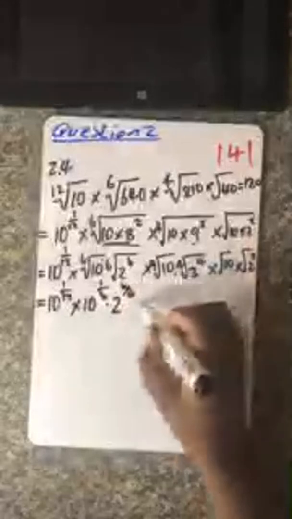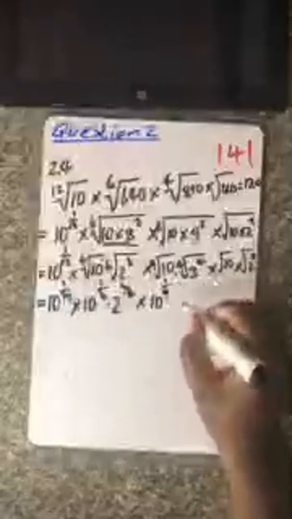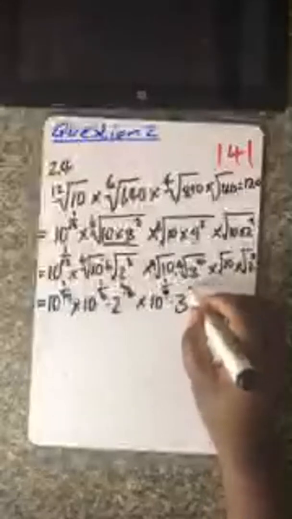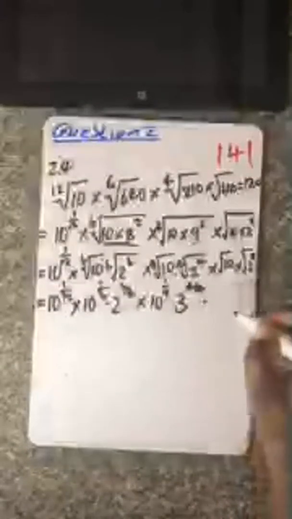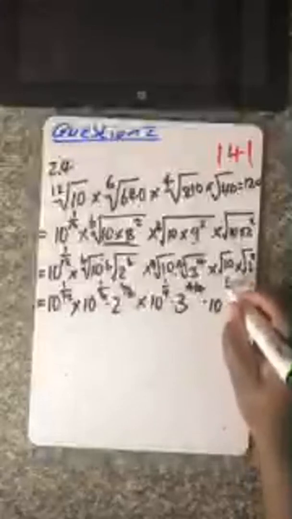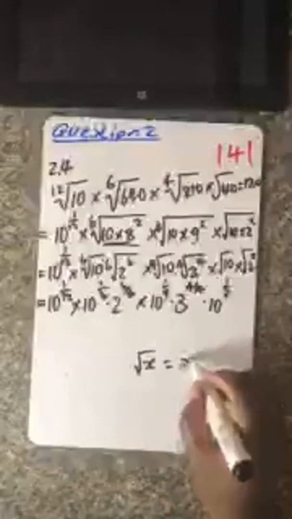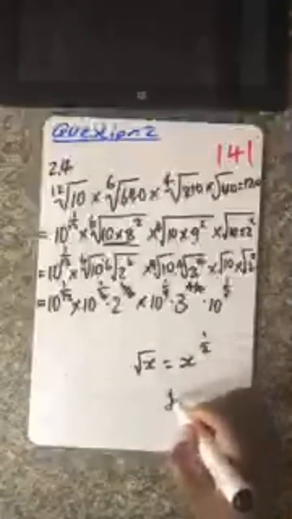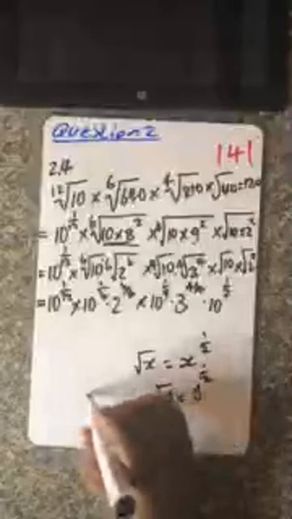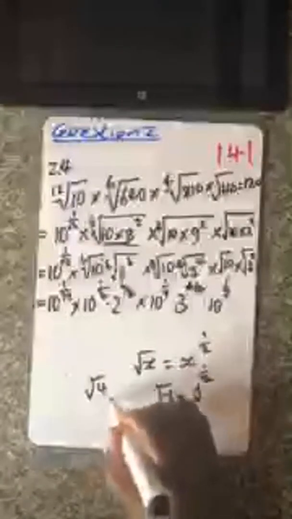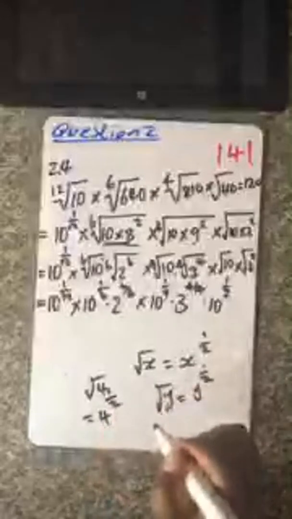Okay, you multiply it by 10 to the power 1 over 4. Multiplied by, also there you've got 3, 4 over 4. Then there obviously it's 10 to the power minus 2. So that means if we have square root of x, it is the same as x to the power half. Square root of y is equal to y to the power half. If you have square root of 4, this means it's the same as 4 to the power half.